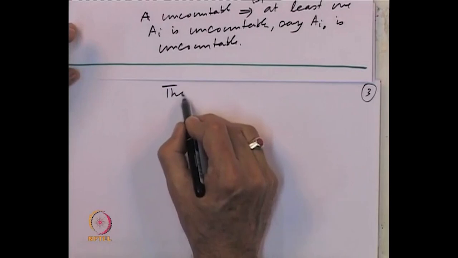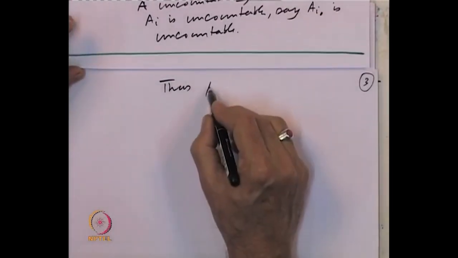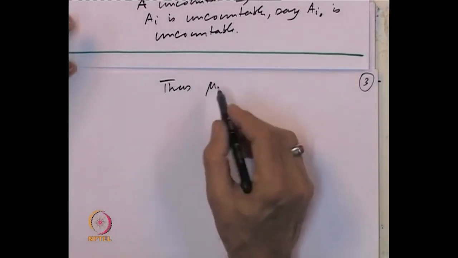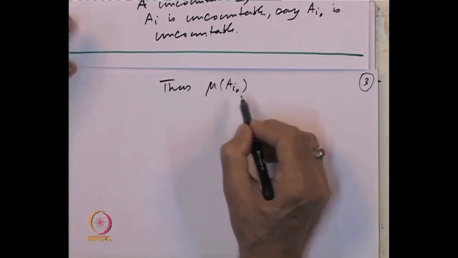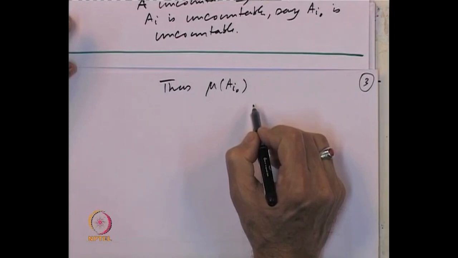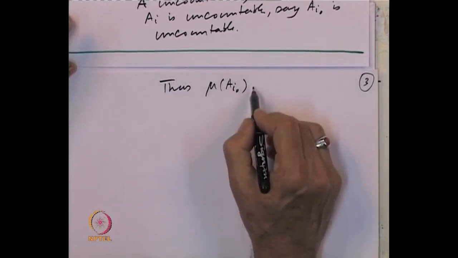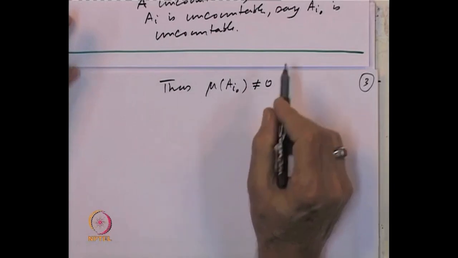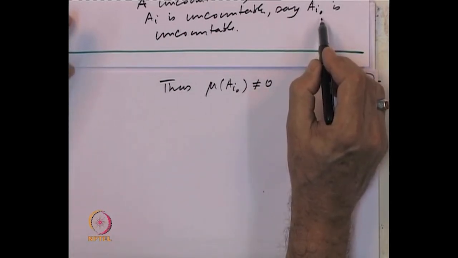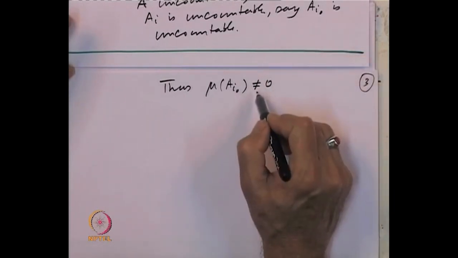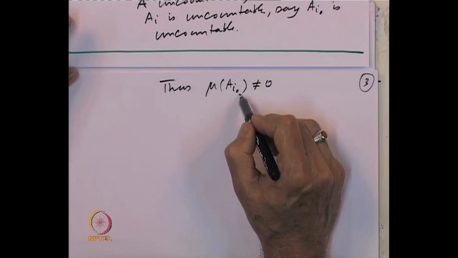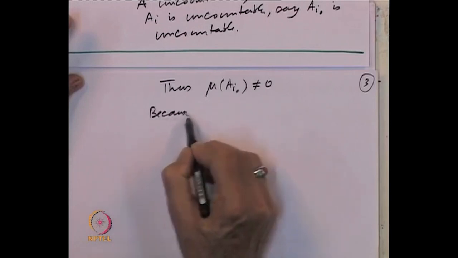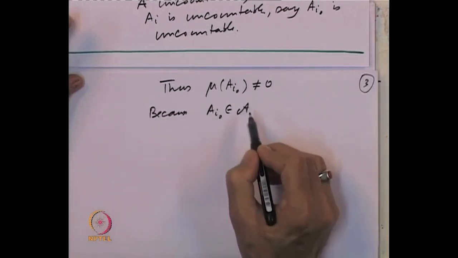So, thus we have got that A_{i0} is uncountable. So, what can we say about mu of A_{i0}? That cannot be equal to 0. Can we say that? Let us see. One of the A_i's, A_{i0}, is uncountable, right? So, that means it is not finite. This is because A_{i0} belongs to the algebra A. That is a crucial thing.